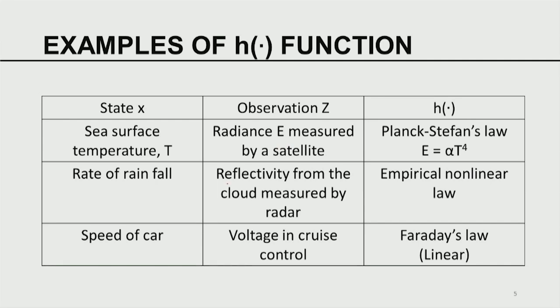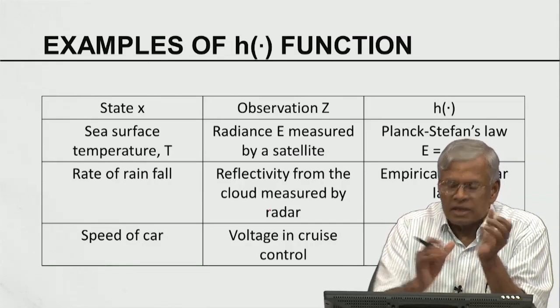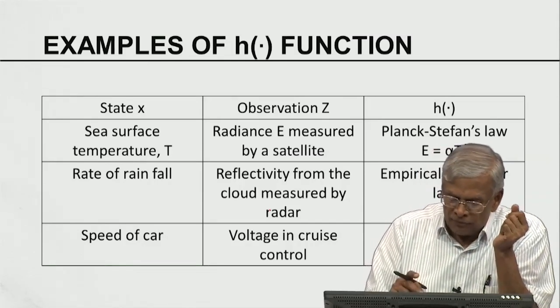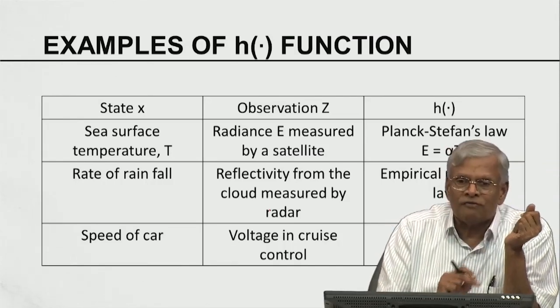The indirect measurements come from reflectivity from the cloud, as measured by the radar. The radar sends out a beam towards the cloud. The cloud consists of a lot of droplets. The droplets reflect the energy. The reflected energy received by the radar is the measure of the amount of water content in the cloud.